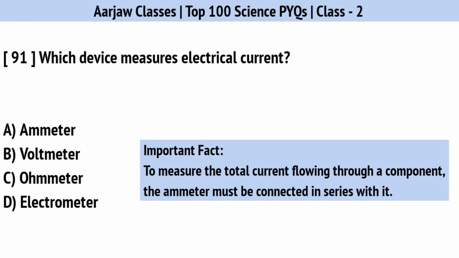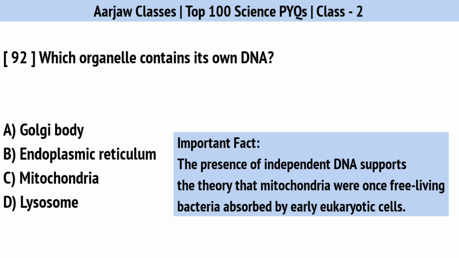Which device measures electrical current? Correct option is A. Ammeter. Which organelle contains its own DNA? Correct option is C. Mitochondria.